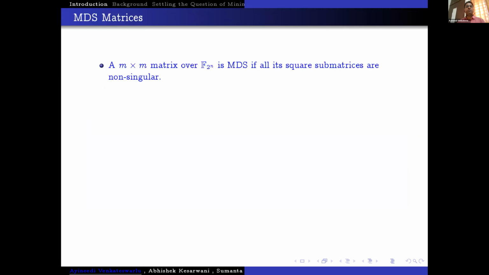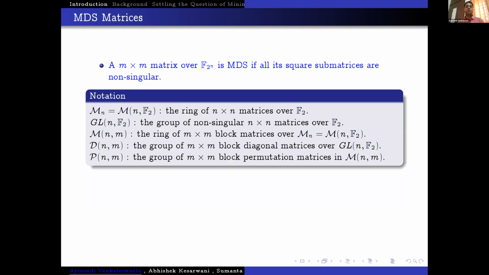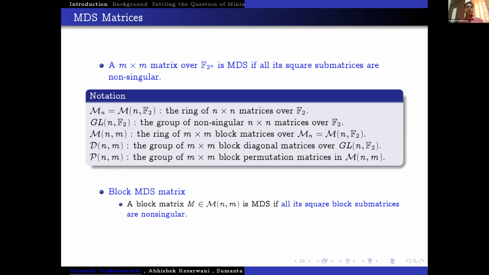An m by m matrix over the field F_2^n is MDS if all its square submatrices are non-singular. In this work, we consider block matrices. Here is the notation that we use in our presentation. M_m(n) denotes the ring of m by m block matrices with entries from n by n binary matrices. GL_n is the general linear group of non-singular matrices. D_m(n) is the block diagonal matrices where the entries are non-singular matrices. P_m(n) is the block-wise permutation matrices.